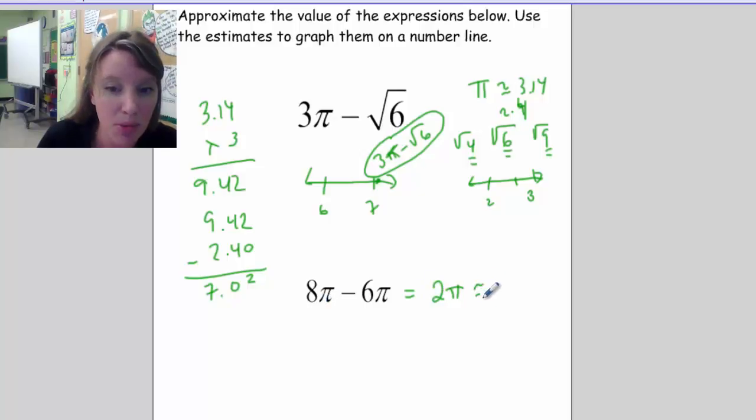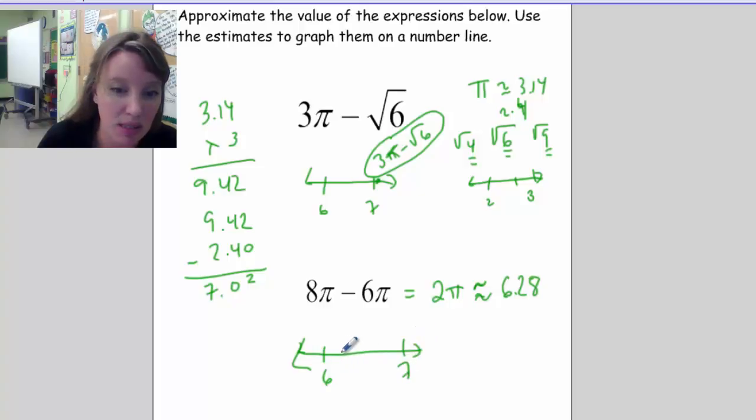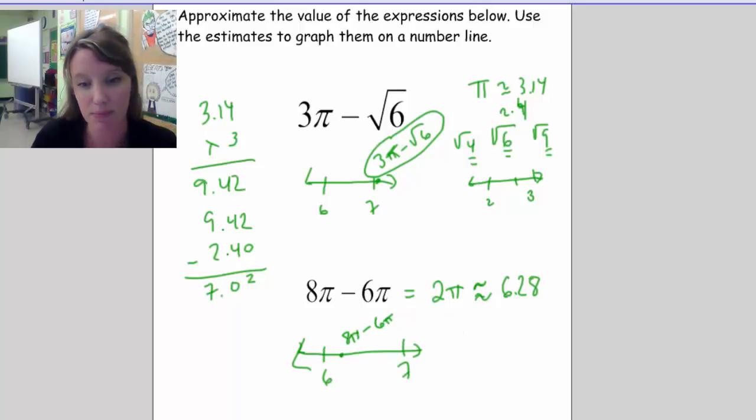Now 2 pi is approximately equal to 2 times 3.14, which is 6.28. Notice I switched from the equal sign to the approximately equal to sign. And so 6.28 is going to be between 6 and 7, pretty close to 6. So here I will write 8 pi minus 6 pi because I've plotted that.